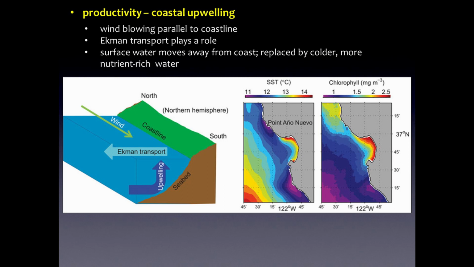And as that water moves off shoreline, underlying nutrient-rich water is going to come up and replace the warmer water that's moving away from the coast. So you have colder, more nutrient-rich water replacing the surface water that's being moved away from the coastline as a result of Ekman transport. And that upwelling brings up these nutrients, which are essential to productivity.